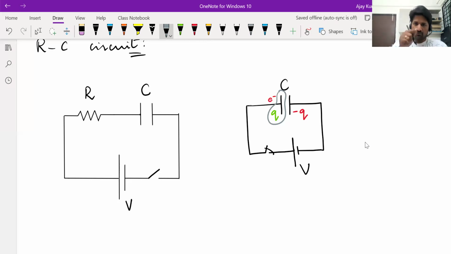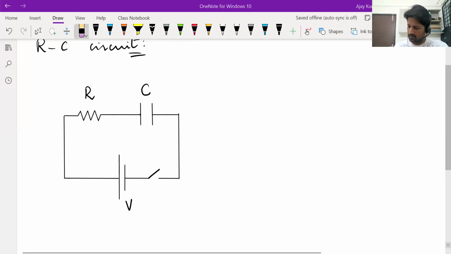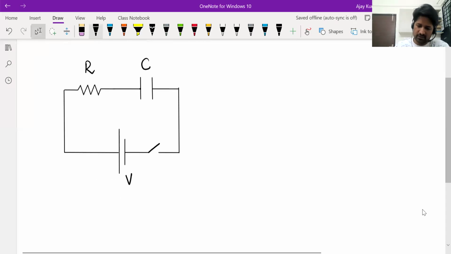But see, as an electron flows through that wire, through that battery also, it experiences some resistance. In a real situation, there will definitely be some resistance. So let's consider the circuit that you see on the left side. Assume the capacitor is uncharged, and let's say R is the resistance in this circuit. Battery EMF is V, ideal cell we are taking.